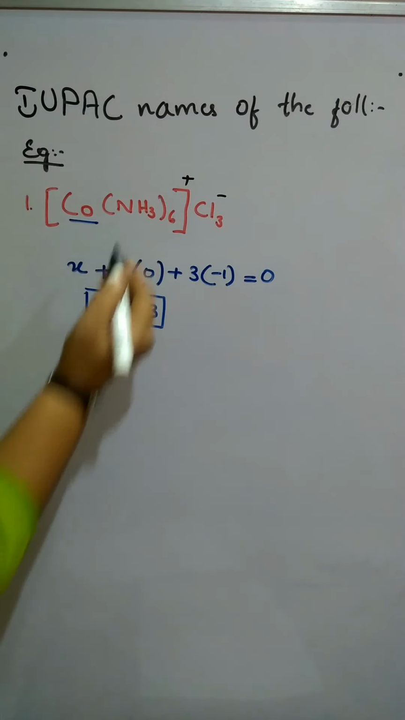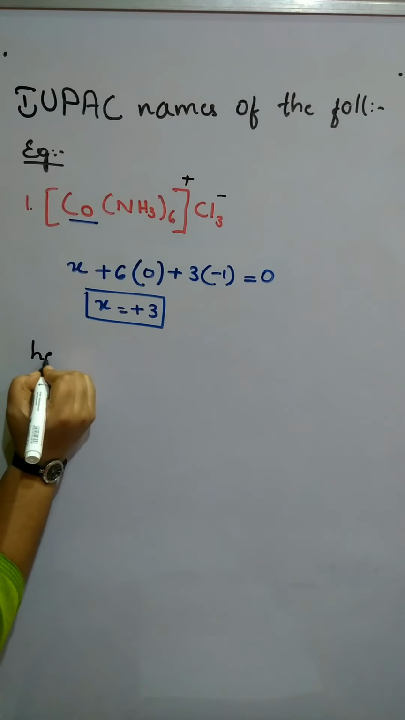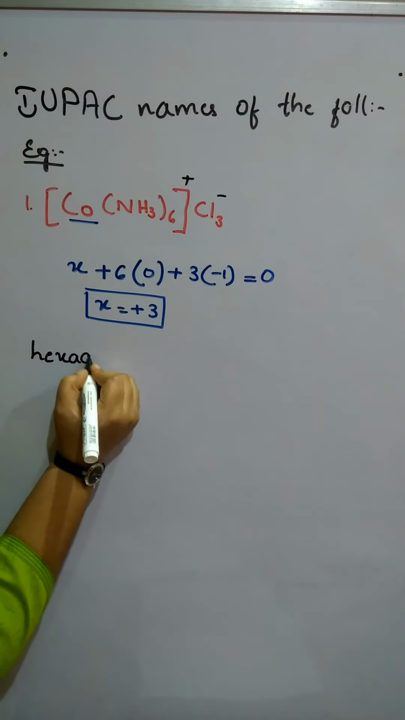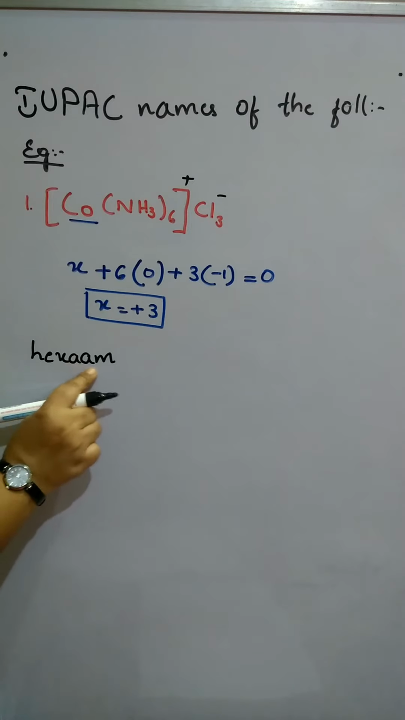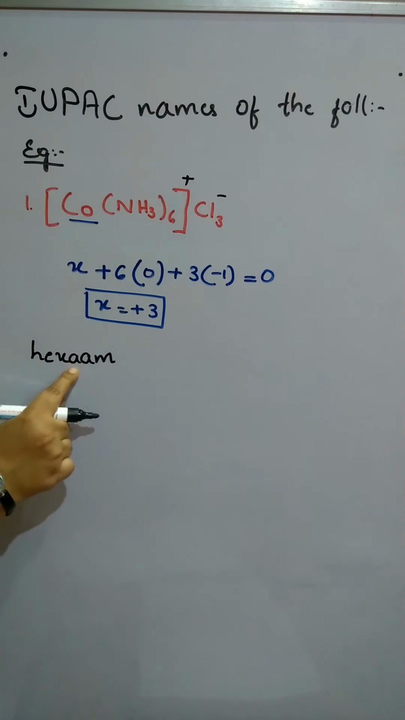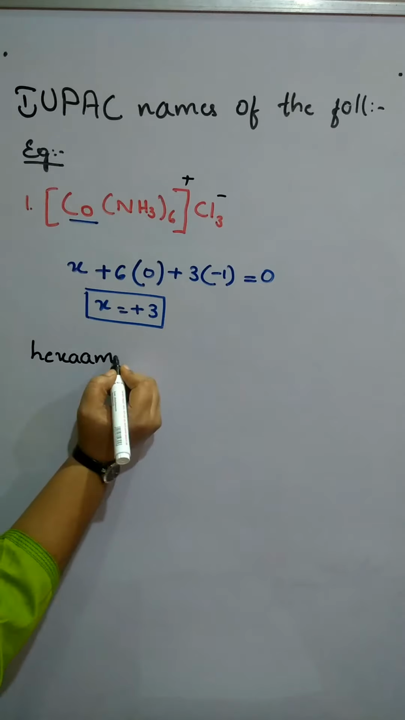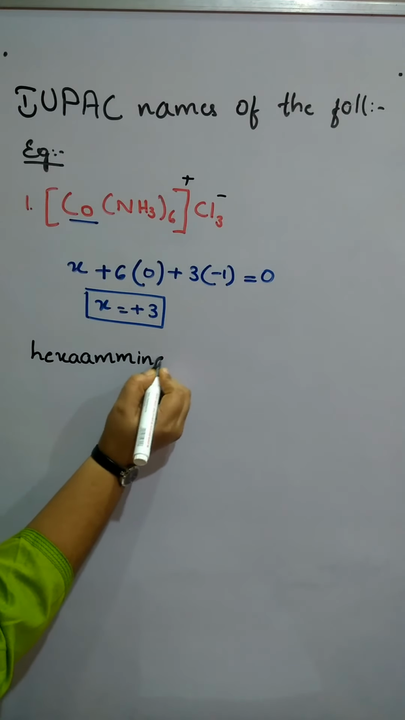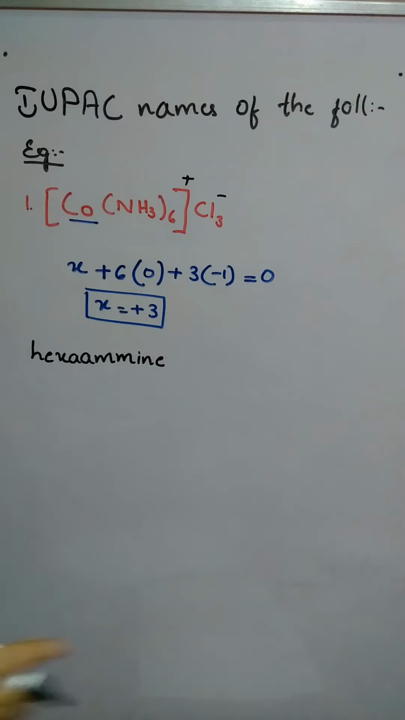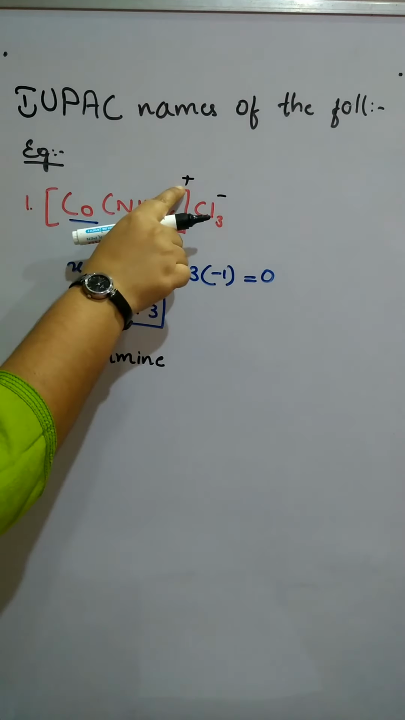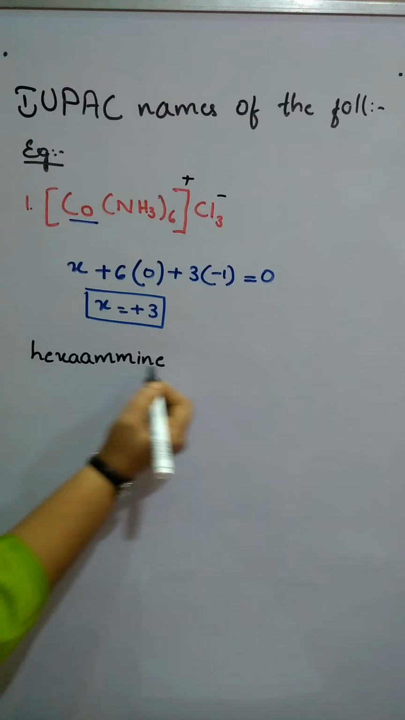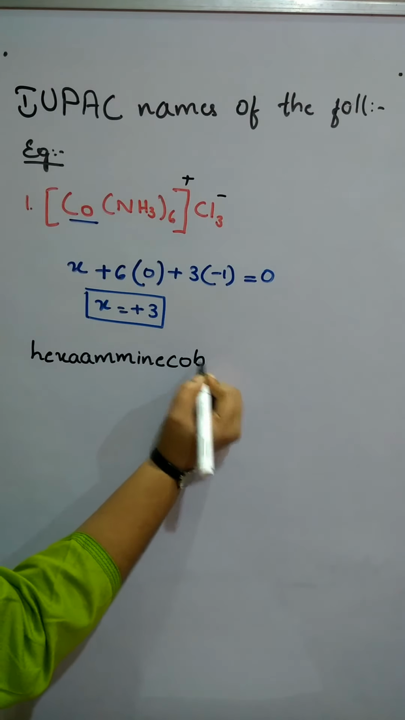So it is hexaammine. Once again, as I said yesterday, hexa ends with A and ammine also starts with A. Both the A's have to be retained here. Hexaammine. Next is cobalt. We have seen the trick and we know that for cobalt there is no specific change because it is a cationic complex. So hexaammine, cobalt.